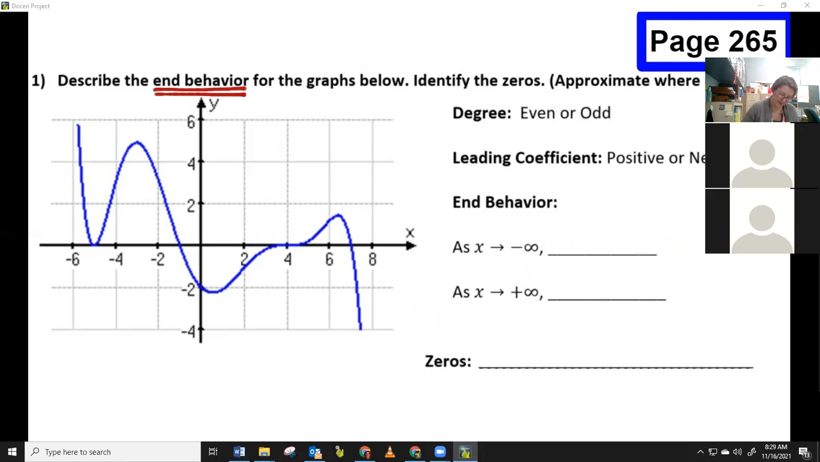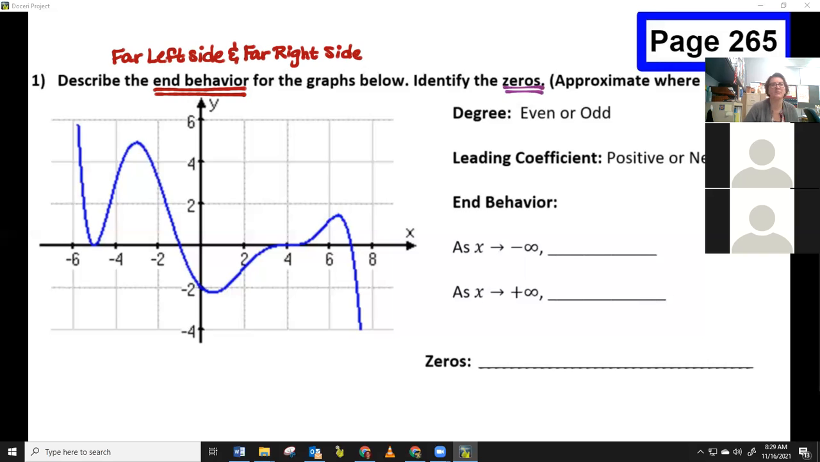We are going to be talking about our end behavior. So we're going to be looking at the far left side of the graph. Let me write that a little bit better. And the far right side. We're also going to work on identifying our zeros.